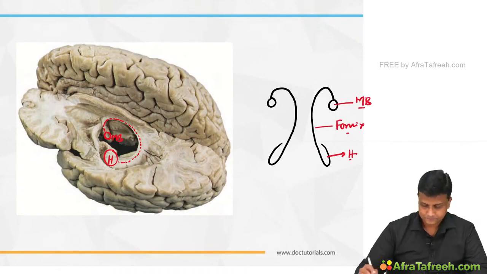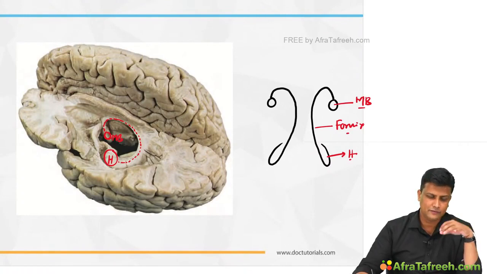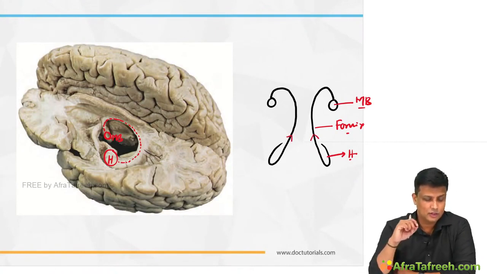Perfectly done. Question number 1. Fornix is going to begin from where? It is going to begin from hippocampus going to mammillary body, or mammillary body going to hippocampus. Remember, fornix is the one which is actually going to begin from the hippocampus, and it is actually going to the mammillary body. Number 1.